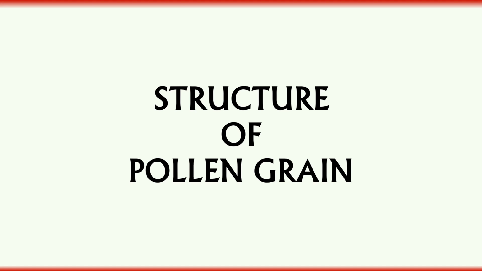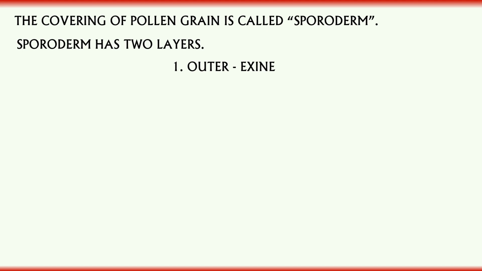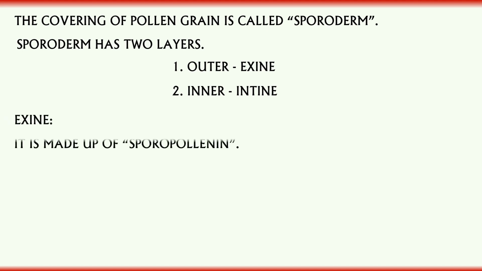Structure of pollen grain. The covering of pollen grain is called sporoderm. Sporoderm has 2 layers: one, outer exine, and two, inner intine. Exine is made up of sporopollenin.